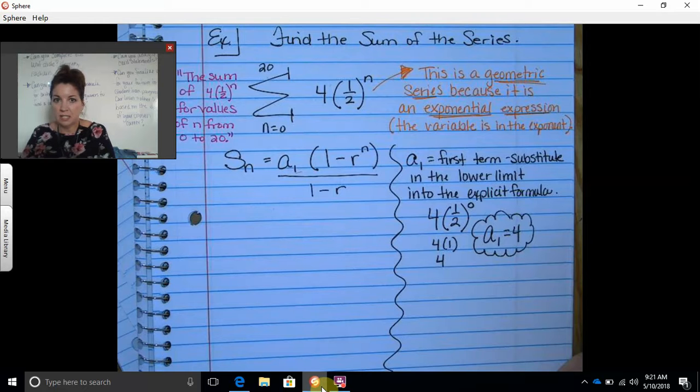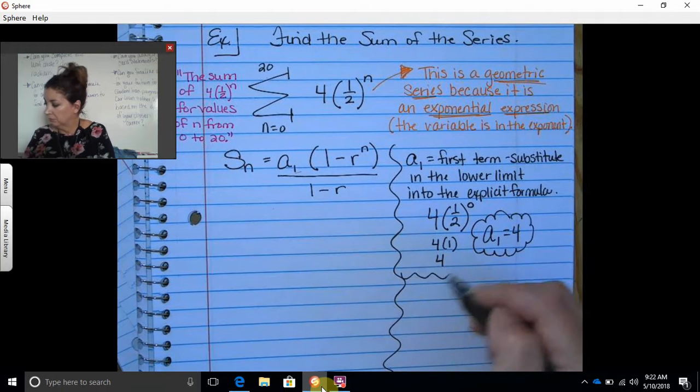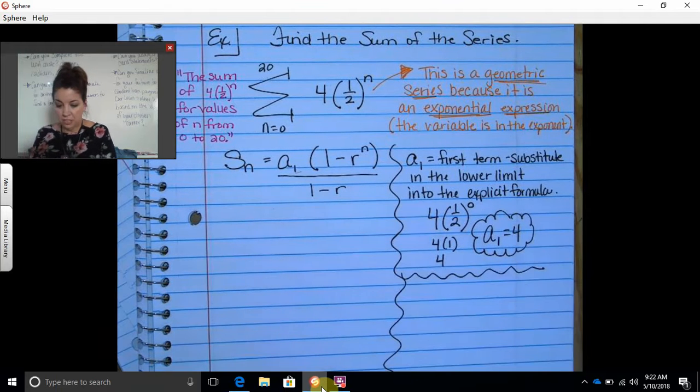I don't need to know my second term, third term, fourth term, fifth term, sixth term. I don't even need to know my last term for geometric like I did for arithmetic, okay? I do need to know how many terms are in the series. Well, we know how to do that.